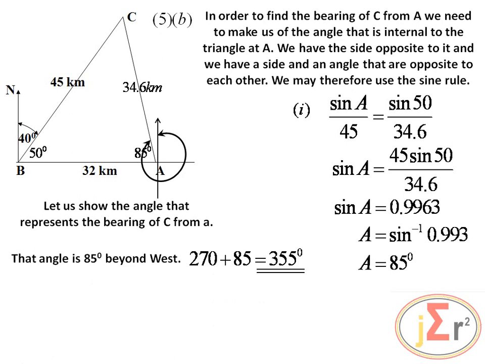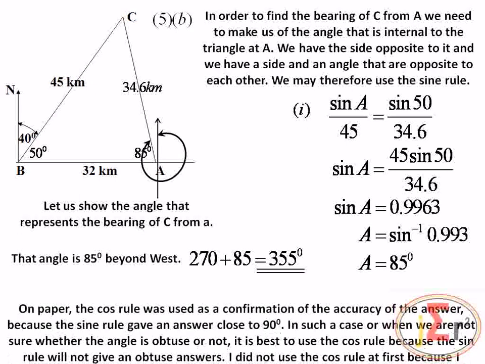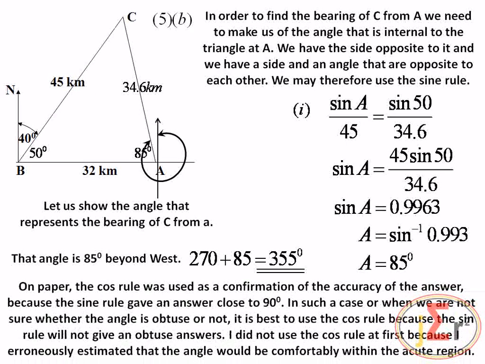So 270 plus 85 is equal to 355 degrees. On paper, the cosine rule was used as a confirmation of the accuracy of the answer, because the sine rule gave an answer close to 90 degrees. In such a case, or when we are not sure whether the angle is obtuse or not, it is best to use the cosine rule, because the sine rule will not give an obtuse answer.